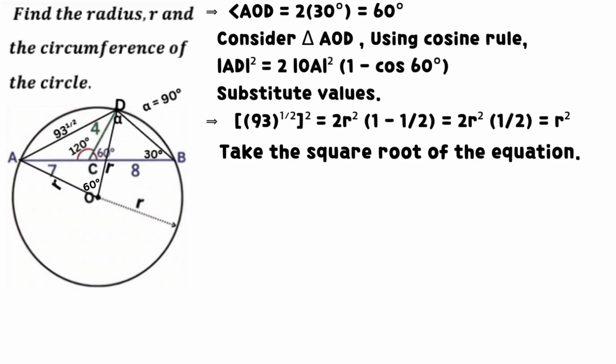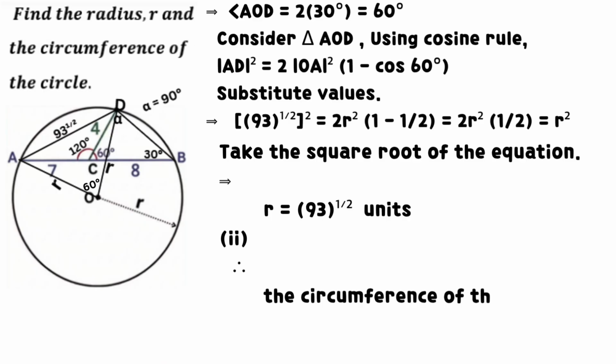Take the square root of the equation. This follows that R equals the square root of 93 units. Therefore, the circumference of the circle is 2 times pi multiplied by R, which equals 2 times pi multiplied by the square root of 93 units.